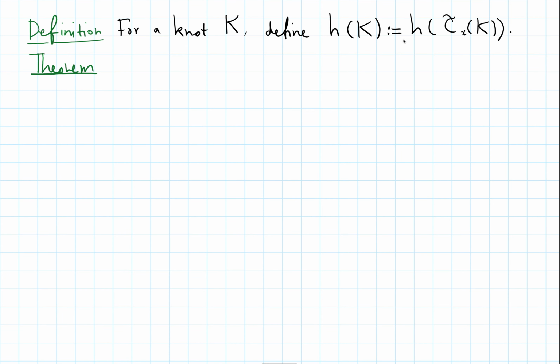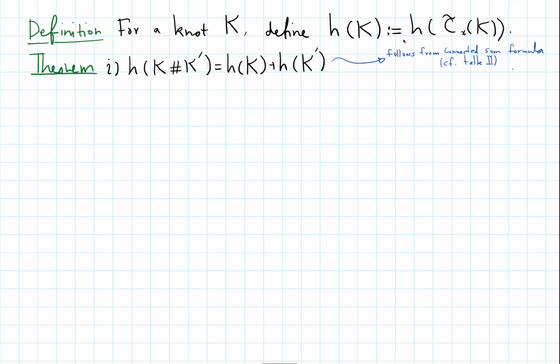We can even get some more properties of this invariant. So firstly, we can see that h is additive with respect to connected sums of knots. This is in fact a consequence of the connected sum formula that Chris talked about at the end of part 2 of this series of talks.